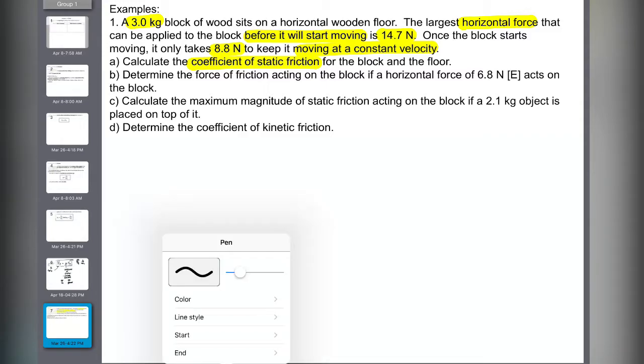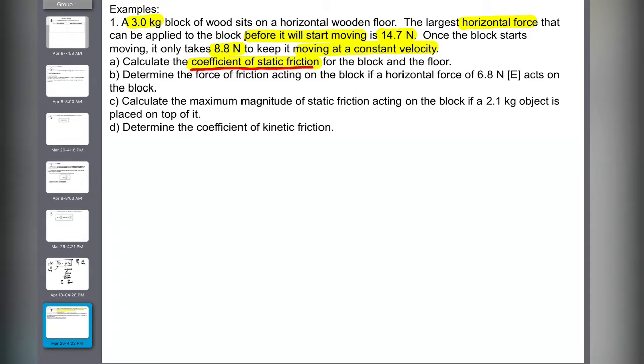Okay, things to note. When they're referring to the coefficient of static friction, that is talking about before it starts to move. Because after it's moving, we're now referring to the kinetic friction, right? So the static friction is before it starts to move, so we're going to be using the value of 14.7. And there's one extra catch that they didn't really tell you: when it's just started to move, you actually have an assumption that the acceleration is equal to 0.